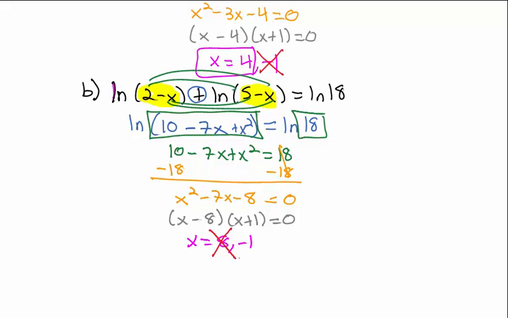However, when we plug negative 1 in, 2 minus negative 1 is a positive 3, and 5 minus negative 1 is a positive 6. Negative 1 is a good answer because it doesn't make the logs negative. Notice here in this problem the positive answer was thrown out and the negative answer was saved.